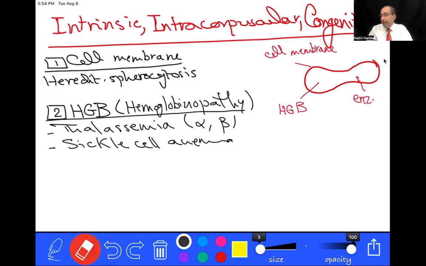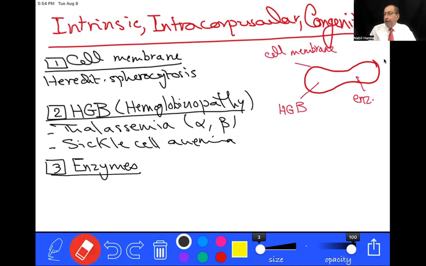Again, here, there is one amino acid instead of another amino acid because of point mutation. So that's hemoglobinopathy. The third problem could be in one of the enzymes that are involved in the metabolism of red blood cells.